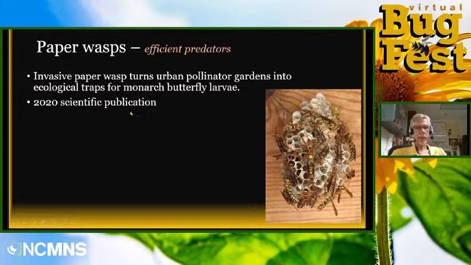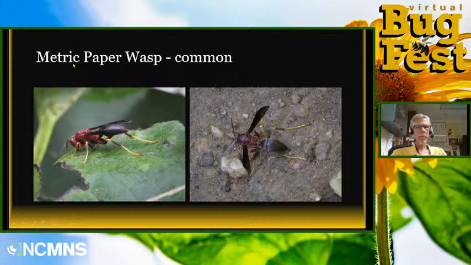Here's probably the most common one in my yard, which is called the metric paper wasp. It is a black abdomen and then this rusty colored head and thorax with these cute little golden slippers, I call them.